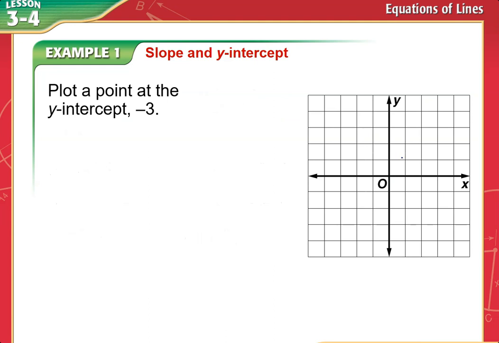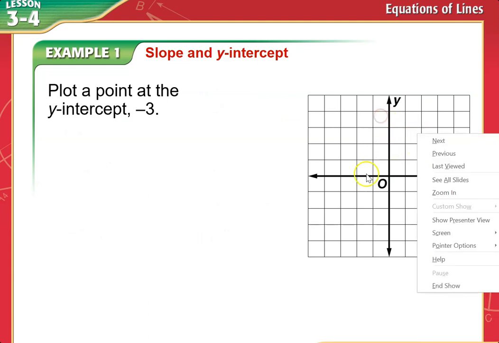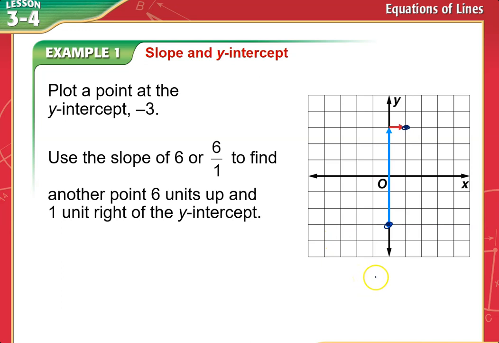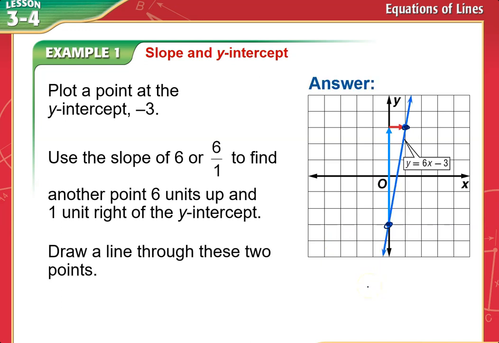Now we're also going to plot this. We're going to plot at -3 and slope of 6. So 1, 2, 3, 4, 5, 6 over 1. So we plot our point, we go up and over, up 6 over 1, and then we connect it with our line.